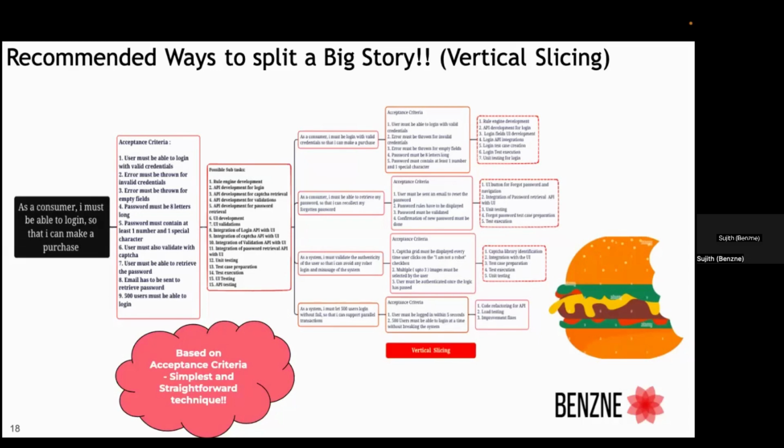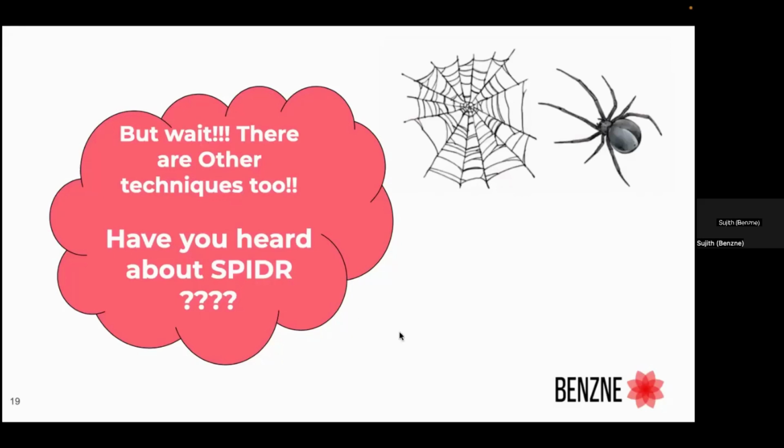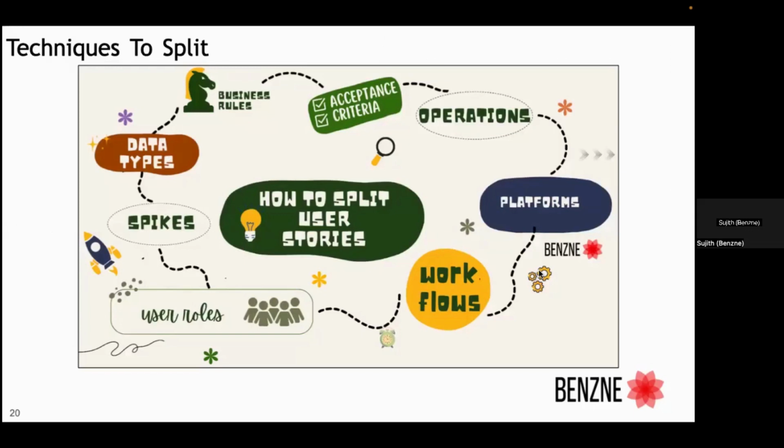This is not over. Have you heard of the technique called SPIDER, or the framework called SPIDER? It has a lot of techniques which will help us break a big user story into smaller ones. Don't get freaked out with the spider image here. Anyway, we will explain this in detail and come back to the slide. There are several techniques which will help you split a big user story into smaller stories.